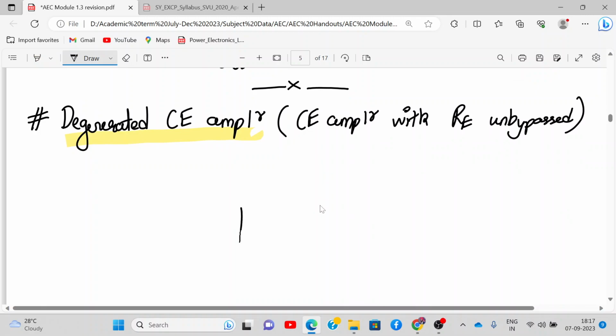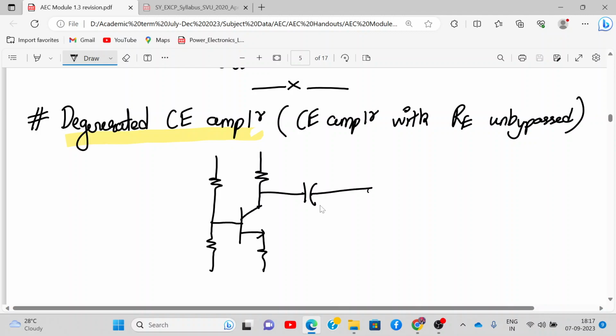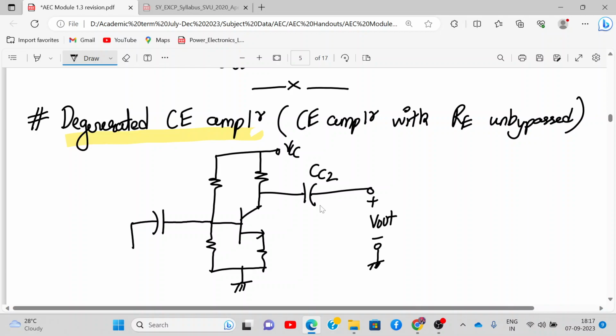So first of all, draw the circuit diagram quickly. Entire circuit diagram is same. Only don't draw CE. Capacitor CE don't draw. That's it. And here for a derivation we have relaxed R out also, RL also. This is RC to VCC. This is going to the ground. CE is not present, okay? Except that everything is present. That's it. This much is given.